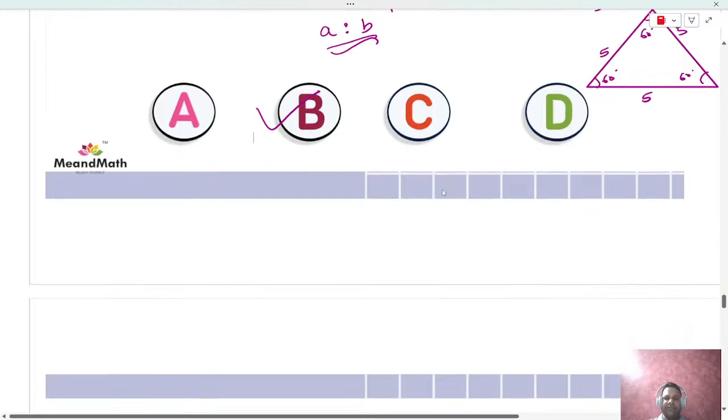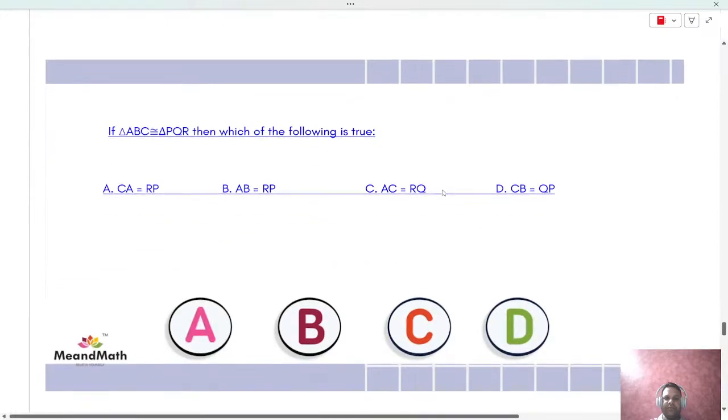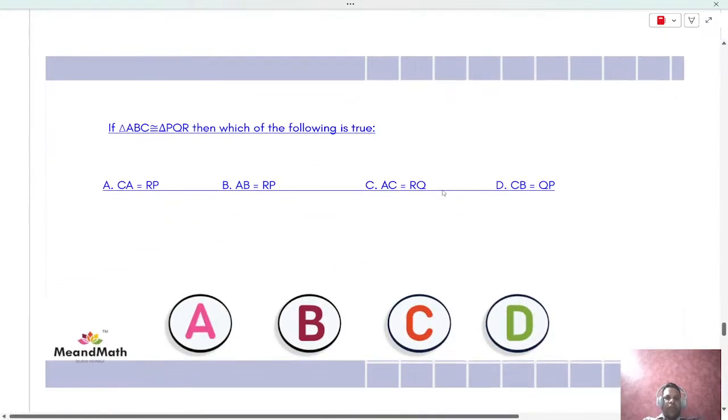Next question. Triangle ABC is congruent with triangle PQR. Then which of the following is true?